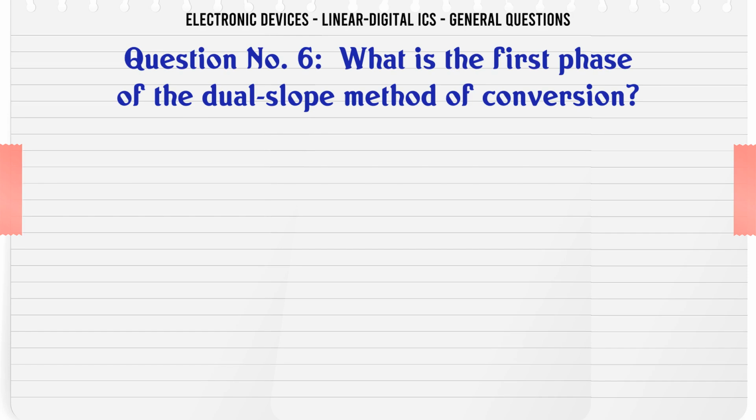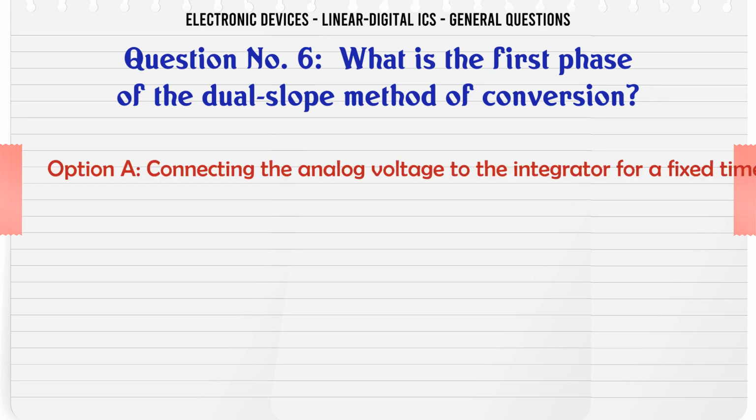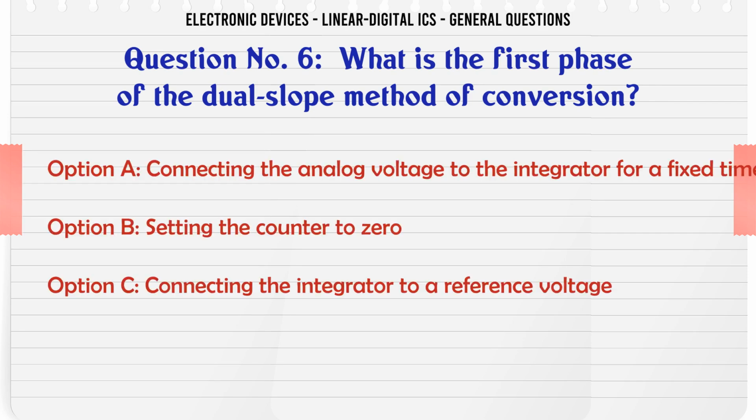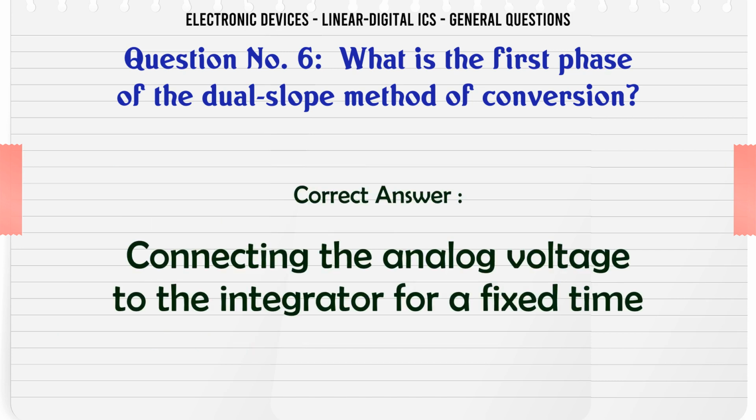What is the first phase of the dual slope method of conversion? A. Connecting the analog voltage to the integrator for a fixed time. B. Setting the counter to 0. C. Connecting the integrator to a reference voltage. D. All of the above. The correct answer is connecting the analog voltage to the integrator for a fixed time.